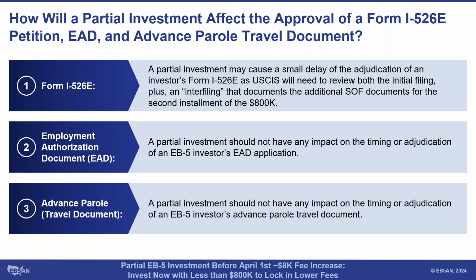And the partial filing or the partial investment or the full investment has absolutely no impact on getting an EAD or an AP. They're adjudicated completely separately. So the timing on those will not be delayed at all, whether you choose to do a full or partial investment.